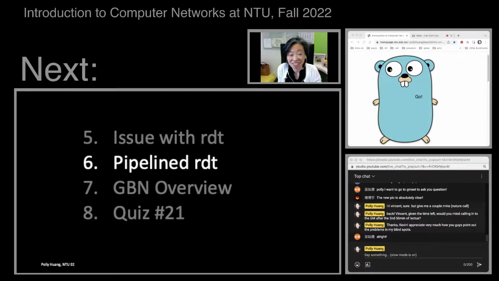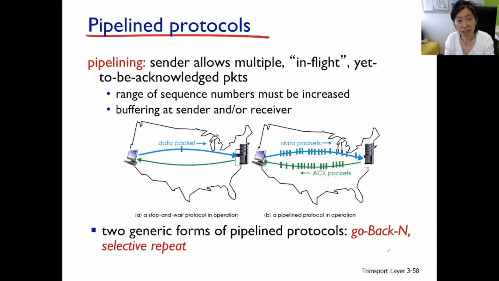So cool. Let's learn about pipeline RDT. In this video, I'm going to give you the general idea and a big overview of the 2 kinds of pipeline RDT that we'll talk about next. This takes us to this new class of RDTs called the pipeline protocols. Let me repeat myself: the sender allows multiple packets being sent per round, or multiple packets in flight. By in-flight, I mean that these are just data packets going out. They are not yet acknowledged.